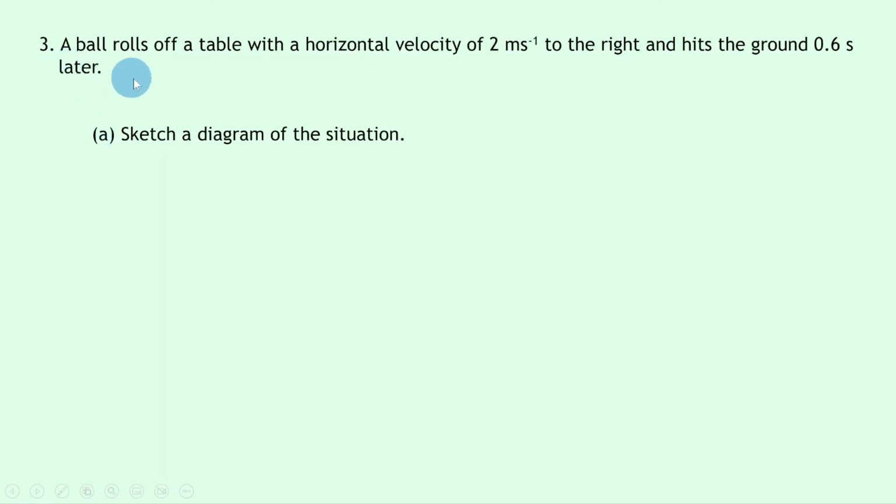Lastly, question 3 says a ball rolls off a table with a horizontal velocity of 2 meters per second to the right and hits the ground 0.6 seconds later. Part A says to sketch a diagram of the situation.